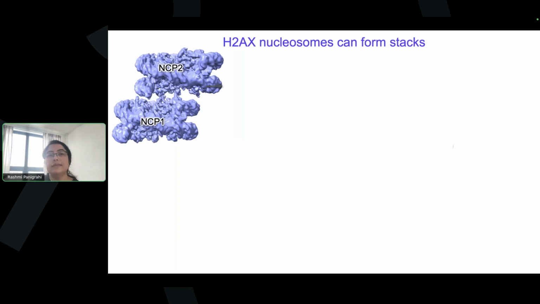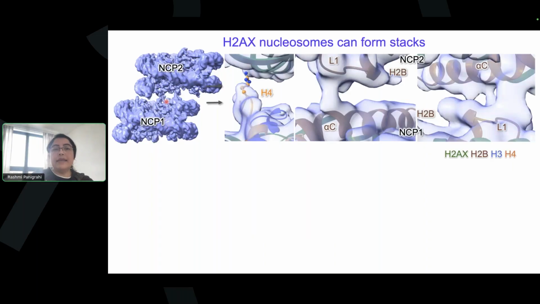One of them here is the H2AX containing nucleosome stacks. And here we have our nomenclature, where the bottom nucleosome will be henceforth referred to as NCP1. The top nucleosome will be referred to as NCP2. So in this nucleosome stack, as you can see, NCP2 has kind of moved, or slid, towards the right of the NCP1. So we termed it a right-hand offset stack. Now the interesting part is the interface, which has not been reported previously.